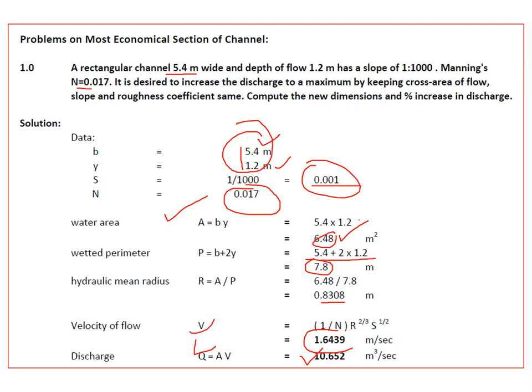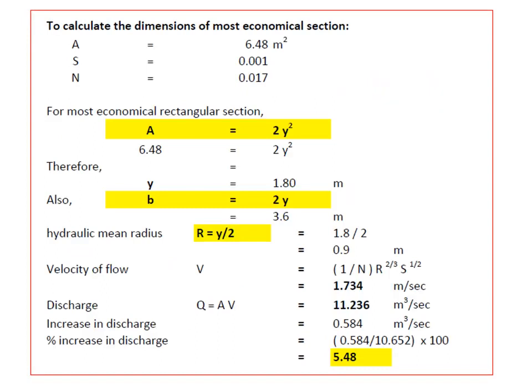So using this condition, I should find new values of b and y such that the discharge will be maximum. The discharge of 10.652 has to increase in the second set of calculations. So in the second set of calculations I have used an area of 6.48 meter square, slope as 0.001, and Manning's n as 0.017. I know that the condition for area is 2y square for the most economical rectangle.